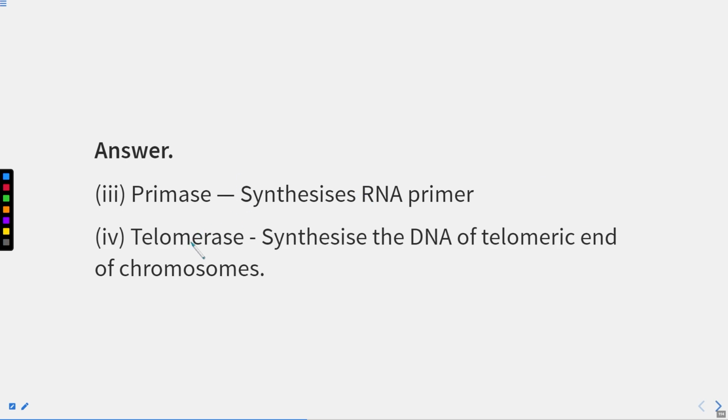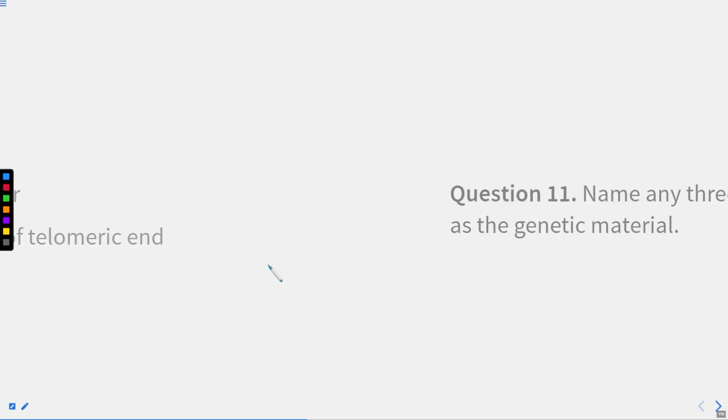And the fourth enzyme is telomerase. This is also very important. What is the role of telomerase? It helps to synthesize the DNA at the telomeric ends of the chromosomes. This is very important, otherwise the ends don't get replicated. So telomerase enzymes specially synthesize the telomeric ends of the chromosome.